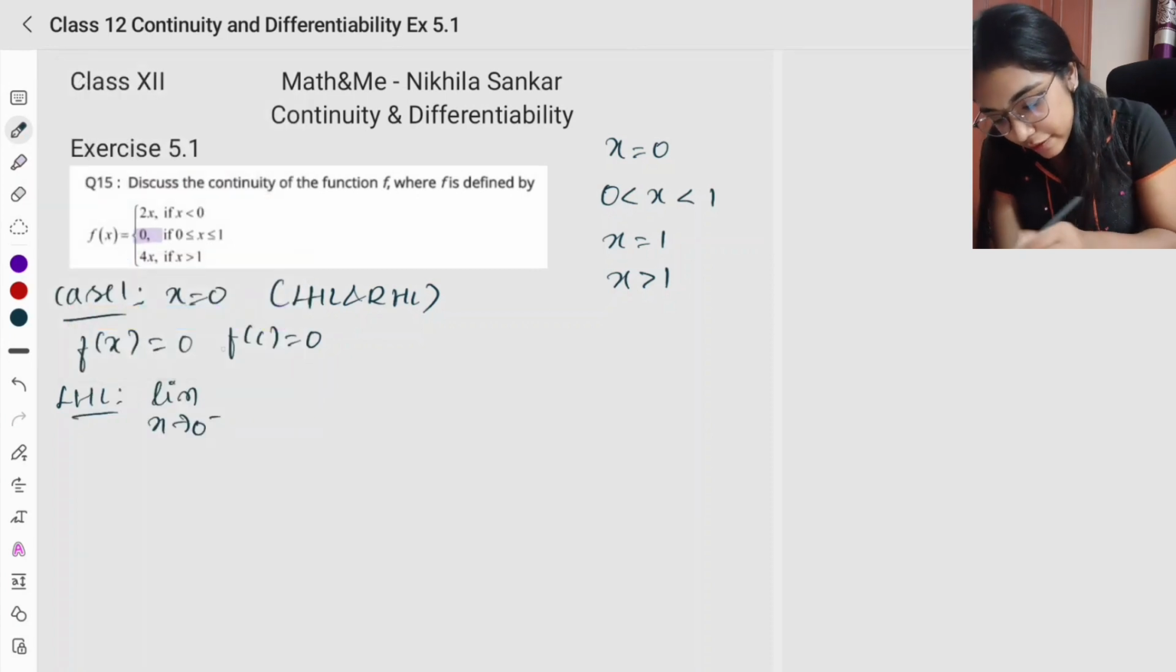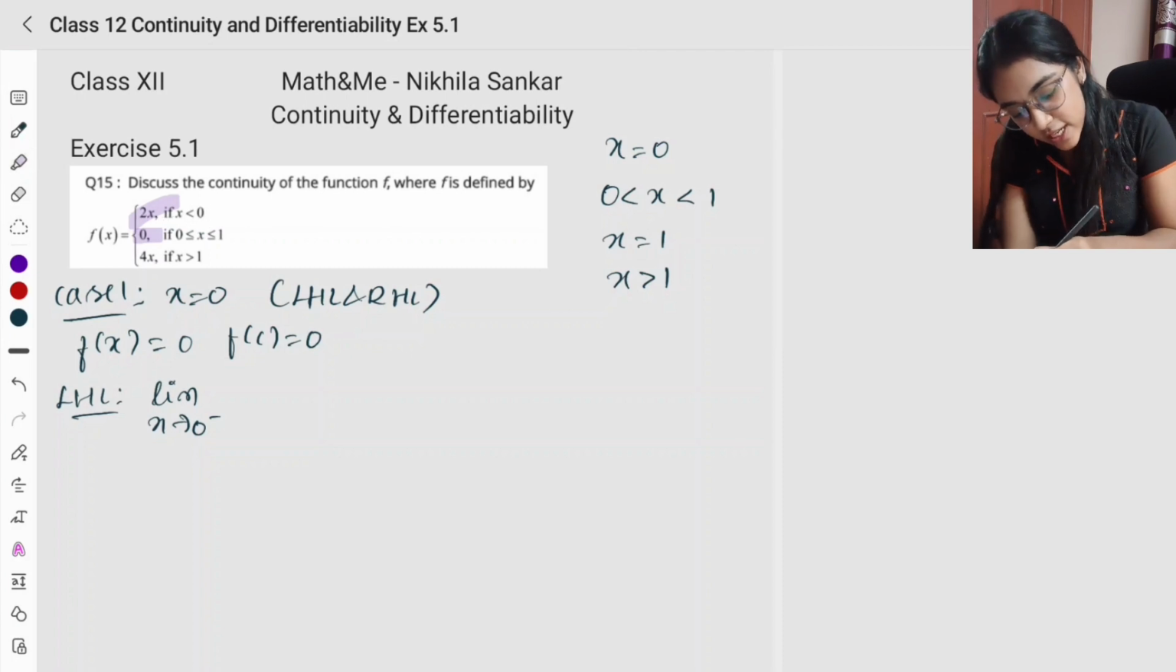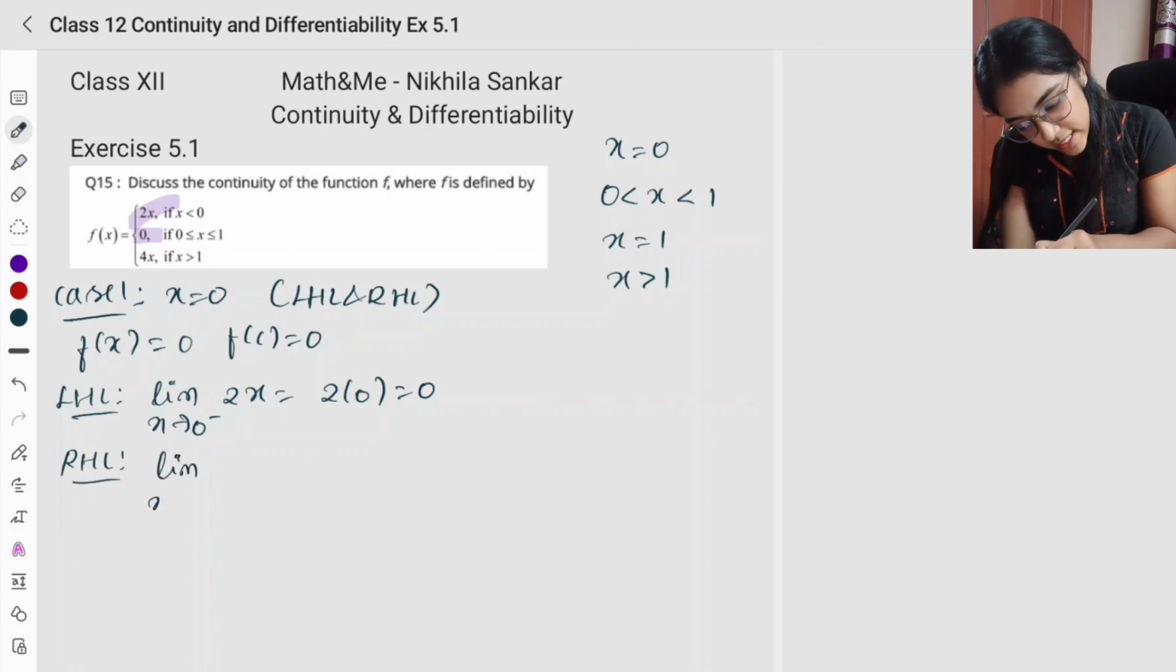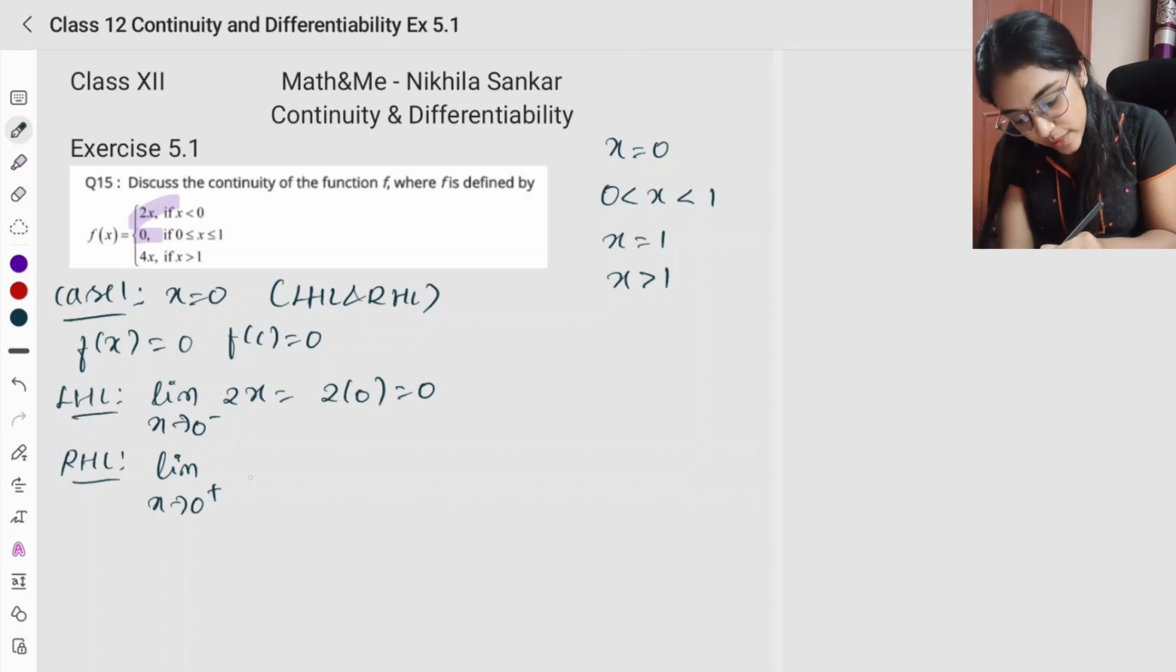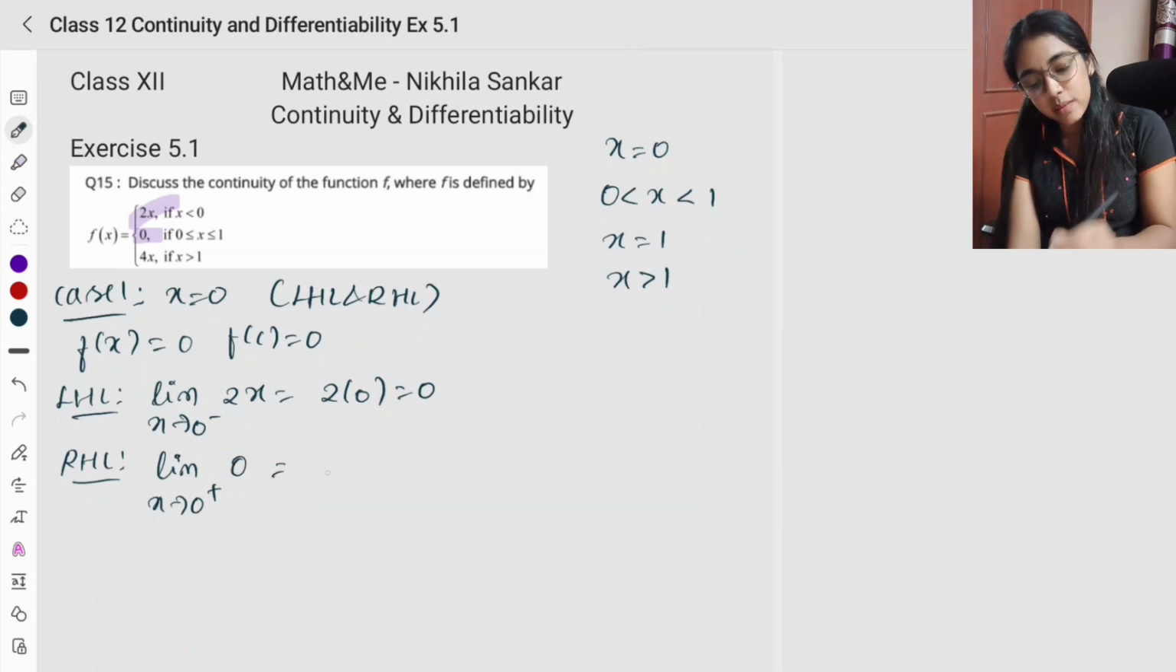What is my left hand limit? Left hand limit is going to be x less than 0. It is going to be 2x. So I have 2x and I substitute the value of 0. I'll have 2 times 0, which is going to be 0. And what is my right hand limit? Limit x tends to 0 plus, so x greater than 0. In that it is going to be 0. When I take 0 outside the limit, I'll have 0.